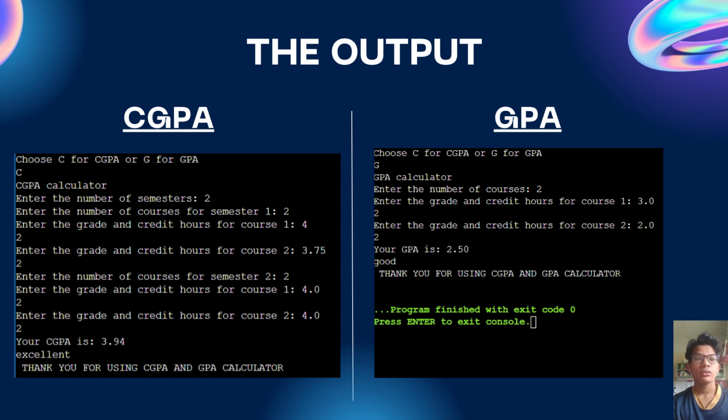For the GPA, the user needs to enter the alphabet G and enter 2 for the number of courses. For grade and credit hours, course 1 is 3 and 2. The grade and credit hours for course 2 is 2 and 2. Finally, the GPA result is 2.50, and a good statement because the result is below 3.00.